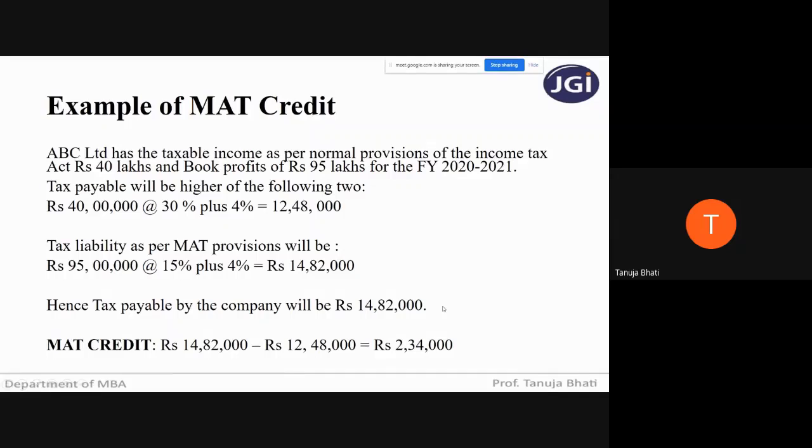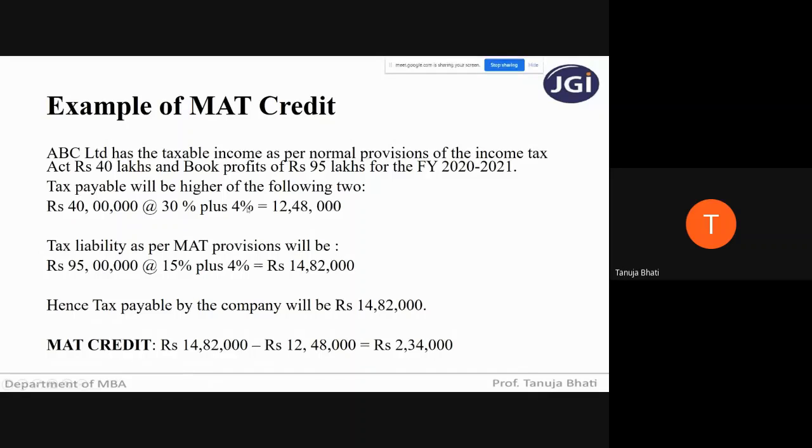Now MAT credit will come into picture only when the company has paid tax as per MAT. So what will be the MAT credit? Tax paid as per MAT minus tax payable as per the normal income tax. So the difference will be the credit which can be carried forward for a period of 15 assessment years. So 14 lakh 82,000 minus 12 lakh 48,000 is equal to 2 lakh 34,000, and this 2 lakh 34,000 is nothing but the MAT credit. So I hope everyone has understood what is the meaning of MAT credit.